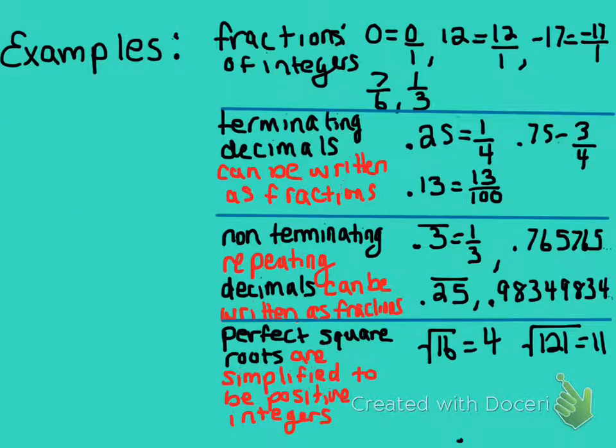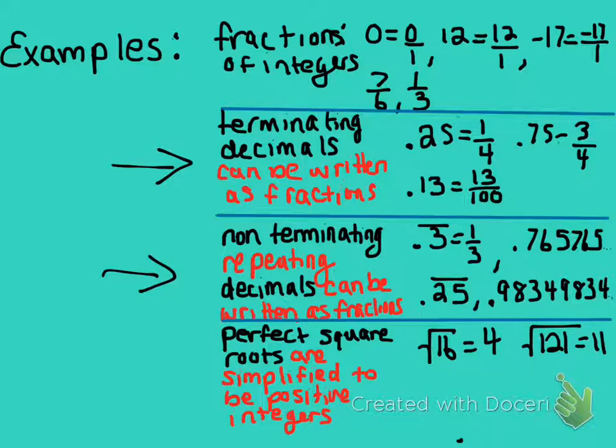Some examples of rational numbers are fractions of integers. You can see I've got some examples. But terminating decimals are also numbers that can be written as fractions. You see I've put some examples over here. 0.25 is actually 1 over 4. 0.13 is 13 over 100. So any terminating decimal is a rational number.